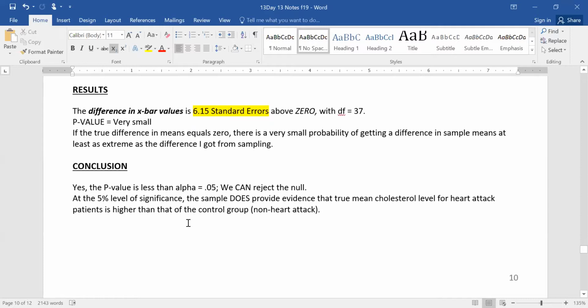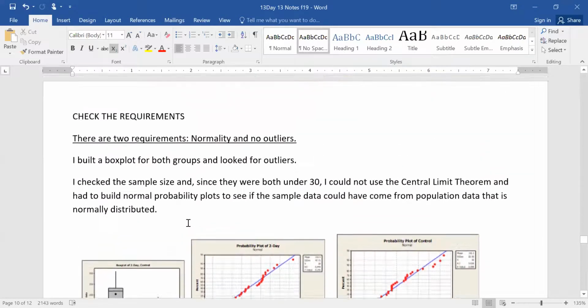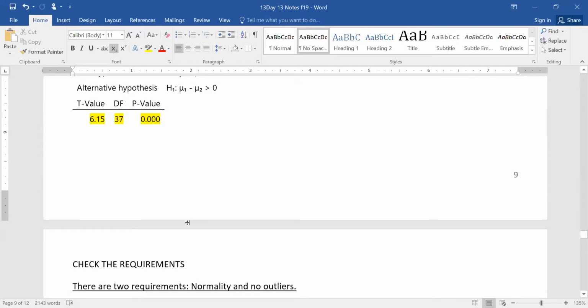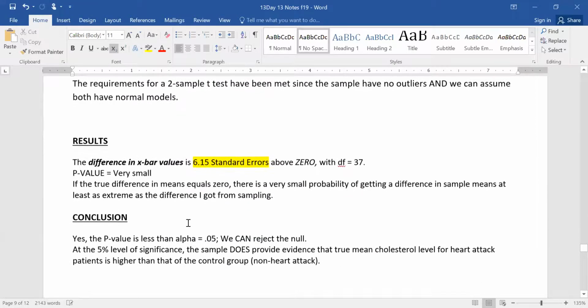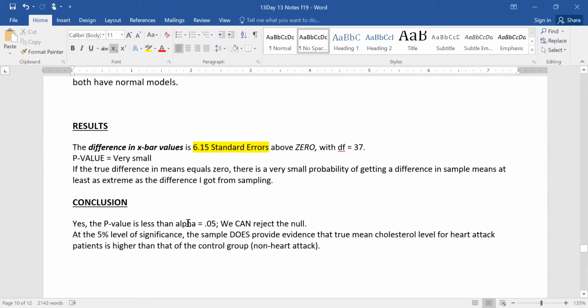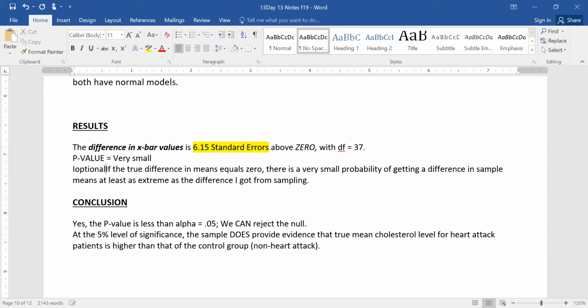So results. Remember the results are from my output here. Look at my test statistic is 6.15. My degrees of freedom is 37, and my p-value is very small. So I'm just going to say that the difference in my X bars is 6.15 standard errors above 0 because it's a positive number, the 6.15. With degrees of freedom equal to 37, my p-value I'm going to report as very small. And remember, this here is optional. Okay, optional.